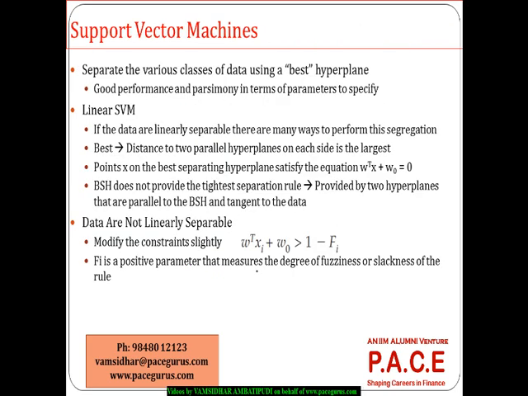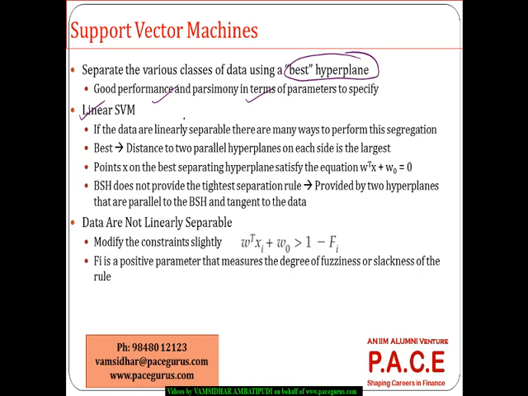And then we have another mechanism called support vector machines. Here it does the classification using a best hyperplane approach. It has good performance, and it has parsimony in terms of parameters. It uses a very small number of parameters. Here we can talk about a linear support vector machine or even a non-linear one also, right?